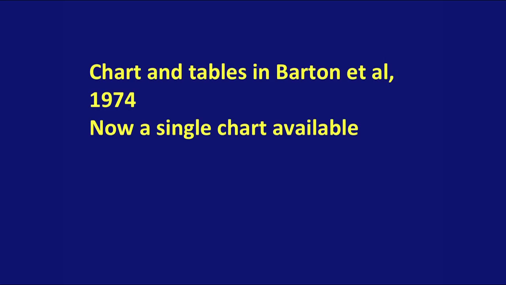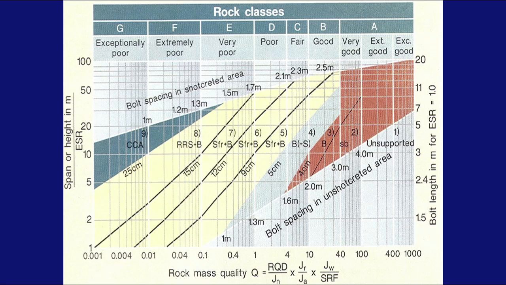Subsequent to that, a single chart has been developed. This relates the span, or the height of an excavation, divided by a form of factor of safety against the rock mass quality. And it's quite a complicated chart, but you can see that from that you can estimate what type of support is necessary, and that is rock bolts and shotcrete or steel fiber reinforced shotcrete.